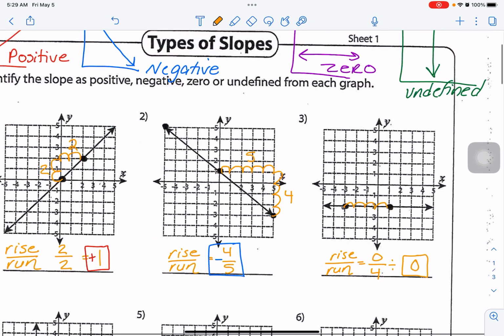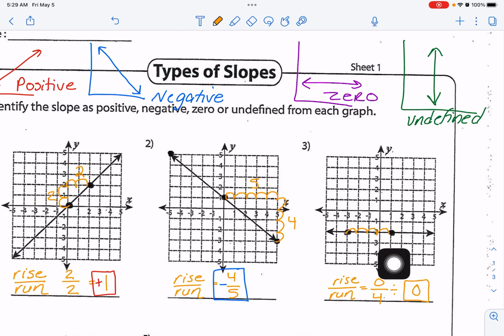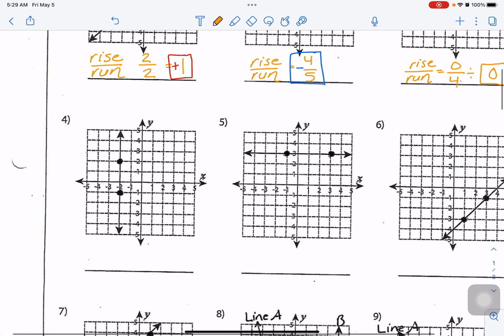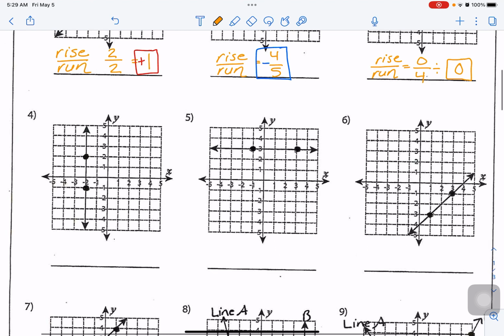And if you got 0, that would match the slope up here that we have, where the slope is 0. Whereas, if we take a look at the line in number 4, if I do rise over run, this time I do go up 1, 2, 3. But how far do I run? How far do I go left to right? Well, I don't go at all. Put that in your calculator.